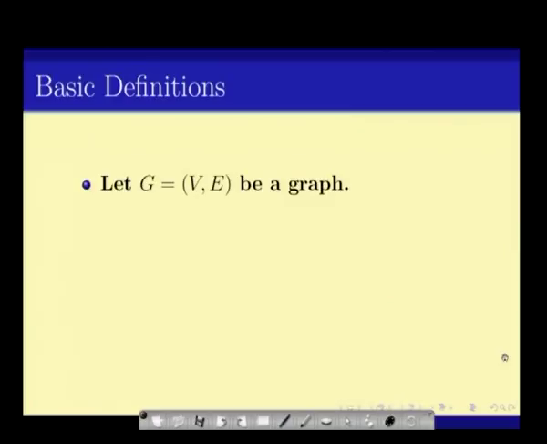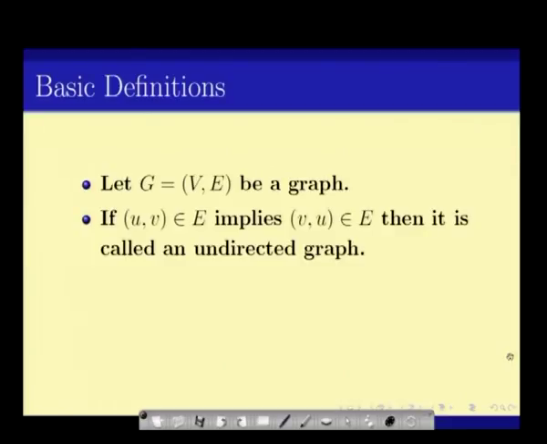Now, when we talk about graphs, usually we say that G is a graph. G is a standard notation for graphs, and it is specified by giving these two sets V and E, V standing for the set of vertices and E standing for the set of edges. If I say that (u, v) is an element in this edge set, it means that there exists a relationship between u and v.